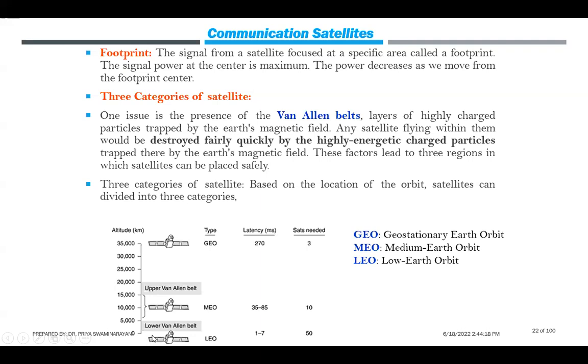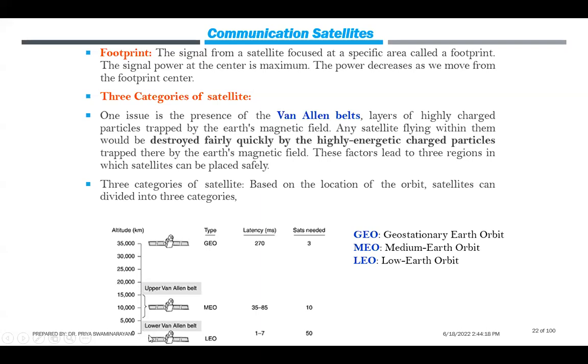You can see in this figure, this belt is the lower Van Allen belt, and this is the upper Van Allen belt. These upper and lower Van Allen belts contain very highly charged particles. So we cannot launch satellites in this region. If we try to install satellites within this region, then the satellites will be destroyed. And because of these two lower and upper belts, the altitudes are categorized into a total of 3 categories.